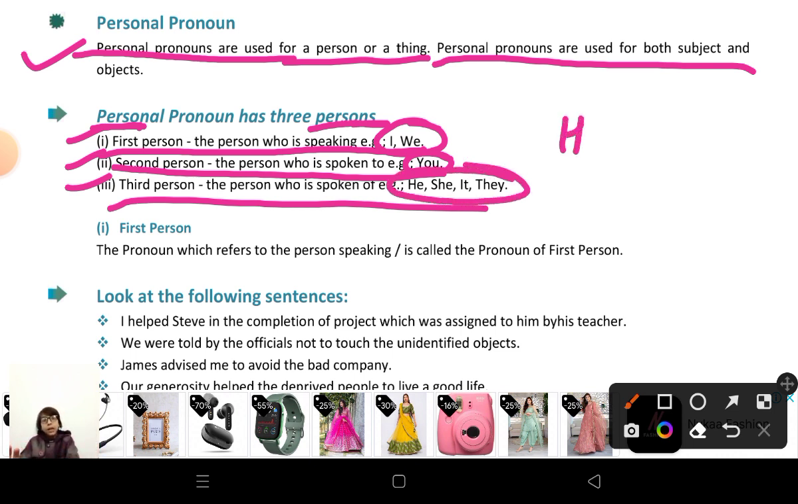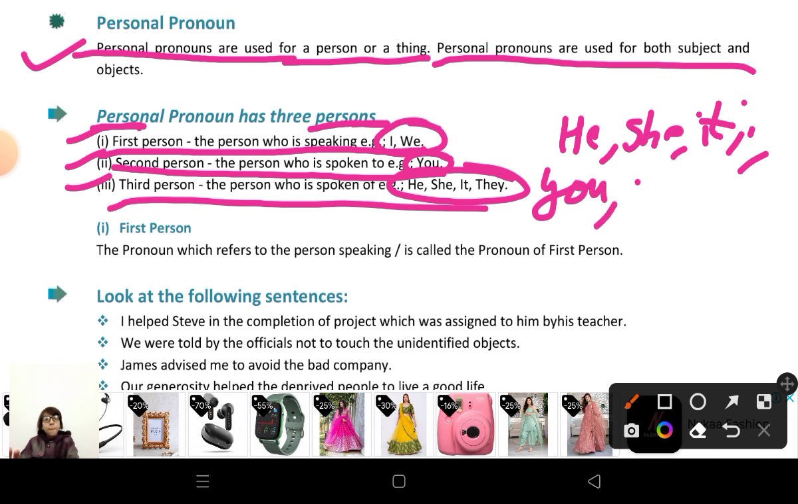So he, she, it, I, you, we, and they. So this is I. So ये जो है ना, ये कुछ pronouns हैं. They are some pronouns.